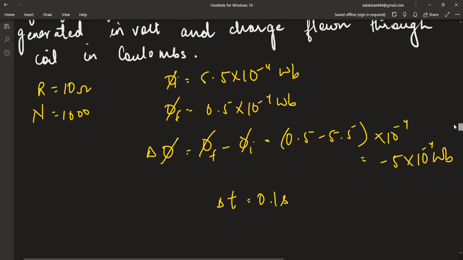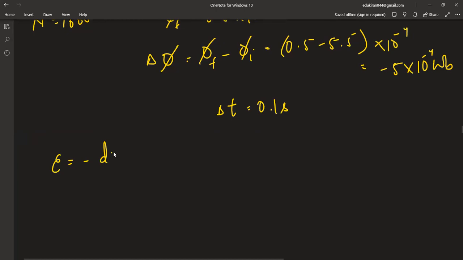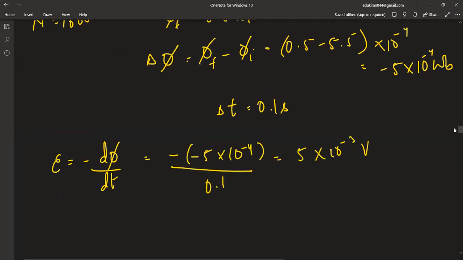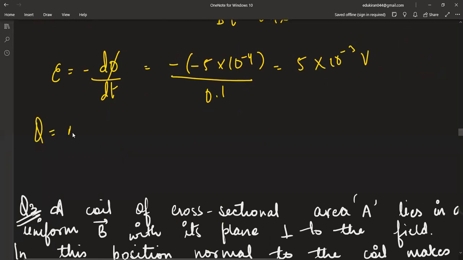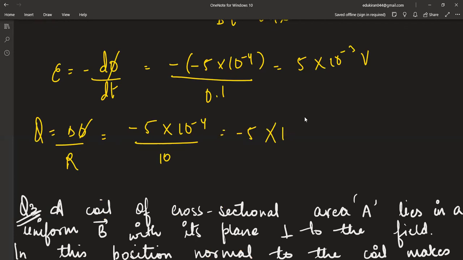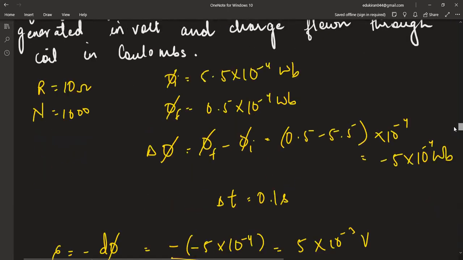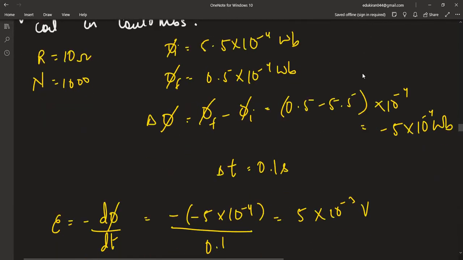Now for voltage, voltage means EMF. EMF is minus d phi over dt. What is the change in flux? It is minus 5 into 10 to the power minus 4, over dt, dt is 0.1 seconds. That becomes 5 into 10 to the power minus 3 volt. You have EMF. For charge, I told you, you can use change in flux by the resistance. Change in flux is minus 5 into 10 to the power minus 4. Resistance is 10. So this is minus 5 into 10 to the power minus 5 coulomb. This is how you can use those formulas and it will save your time before the derivation. Write down the solution. One more question we'll see.